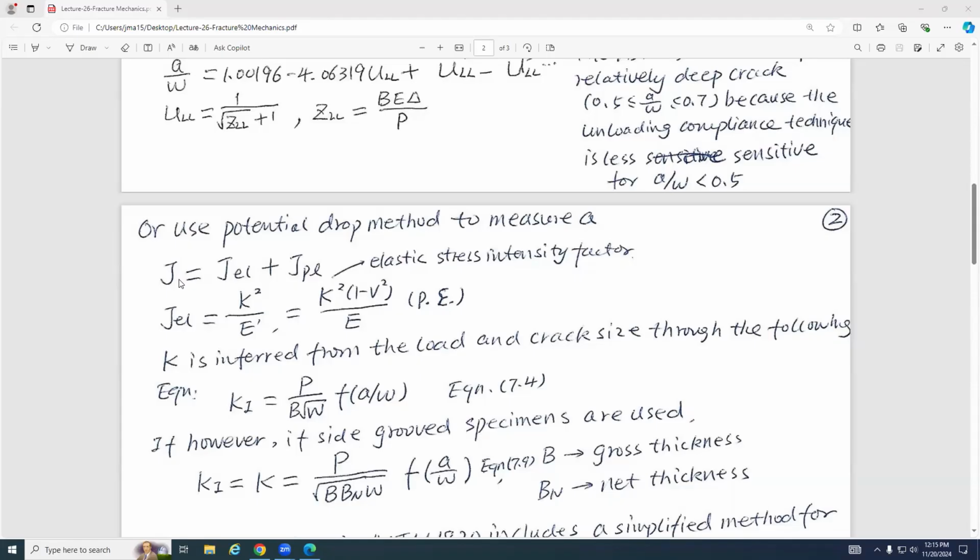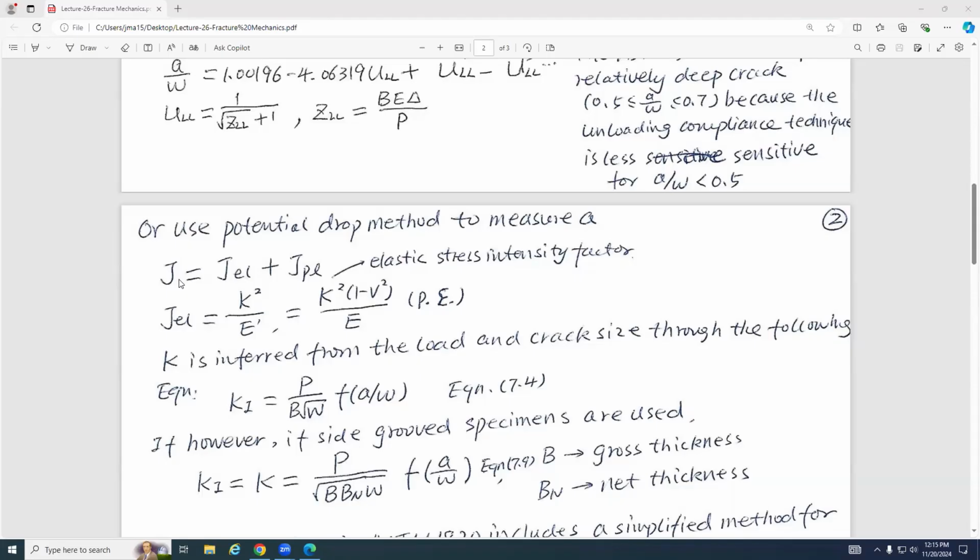However, if we use a side grooved specimen, we use another equation, right? This equation equals P over the square root of B times BN times W, multiplied by this one. So do you still remember what a side grooved specimen is? You know that, right?